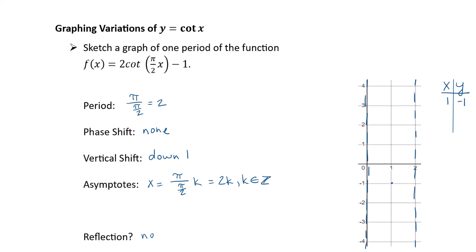Let's try somewhere here. Let's try a 3/2. If we put 3/2 in for x, we'll have a 3 pi over 4. Now the cotangent of 3 pi over 4 is negative 1. Times 2 makes a negative 2. Minus 1 makes negative 3.